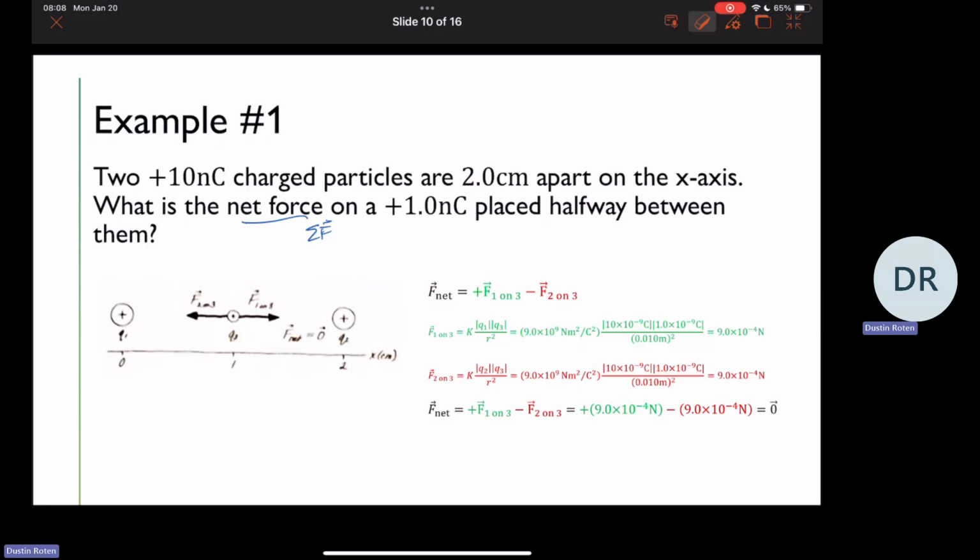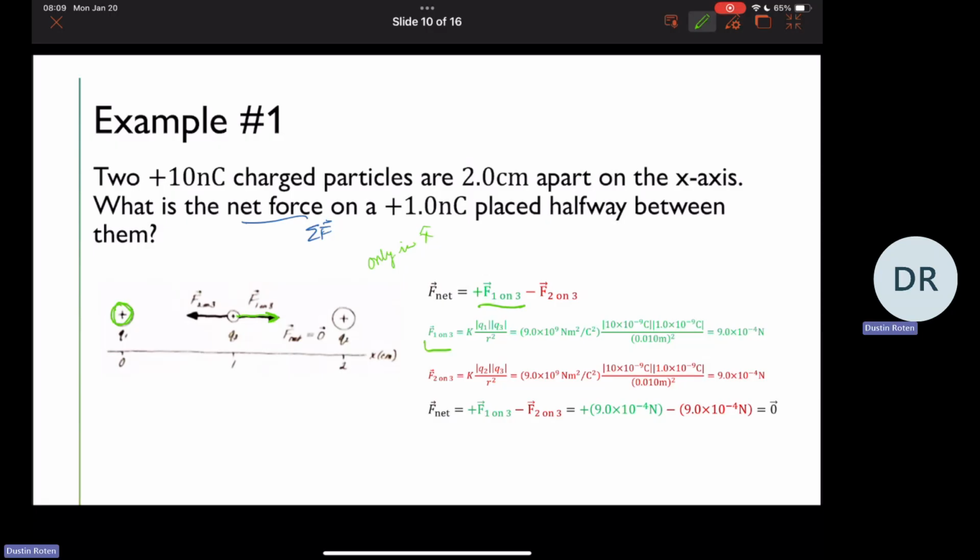Let's get rid of some of my markings so I can make this match up. So let's do the first one here, F1 on 3. Okay, I'll match up my colors. So it's going to be F1 on 3, so the force from Q1 on Q3. That's this one. Now, it's only in the x direction. This is only an x hat, so we don't have to worry about components, right? Everything we calculate would just be in the x direction.